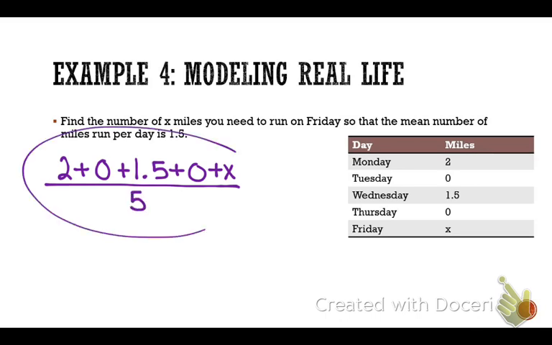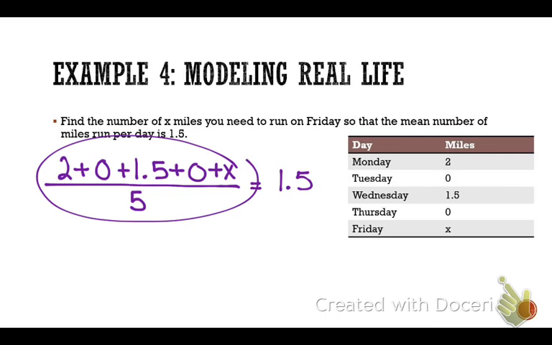And the sum divided by the number of numbers is going to give us the mean or the average. Okay? So that's what we're saying here in this equation. Add all the numbers together, divide them by 5, and my average is going to be 1.5. All right, so now I need to start breaking this down over here. And the goal is to figure out what this last number has to be so I can divide by 5 and my average is 1.5.